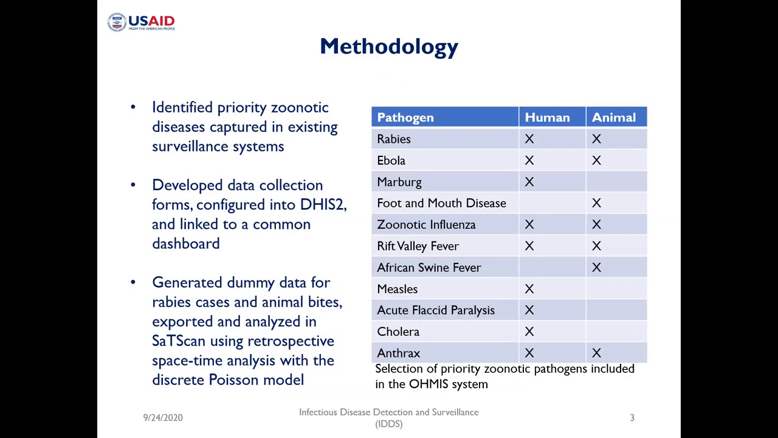So let's see the methodology. First, we start by identifying and assessing all the priority zoonotic diseases in the supported country, the IDDS supported project country. And we create and develop the data collection tool that we configure into the DHIS2. Then we generate dummy data for tests for rabies cases and animal bites, and we export this data into SaTScan for doing analysis to see the cluster events.